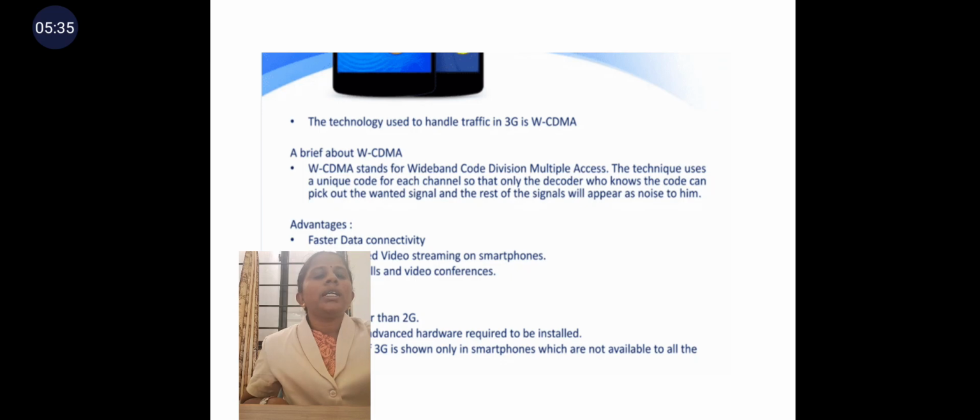So in this we have a unique code for each channel, so that only the decoder that knows the code can pick out the wanted signal, and the rest of the signal we can consider as noise. And the advantages of third generation are faster data connectivity, video streaming for smartphones, and live video conferences are possible. And the disadvantages are it's much costlier than 2G, advanced hardware is required to install it, and the third gen smartphone is not available for all the people.